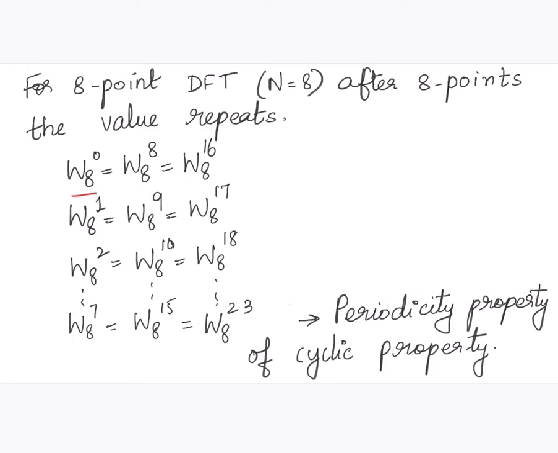That is, W8 raised to 0 will be equal to W8 raised to 8, that will be equal to W8 raised to 16. So similarly, all these expressions will be the same. So this is known as the periodicity property, or cyclic property, of the Twiddle factor. That is, it keeps repeating. So this can be utilized while solving problems also.